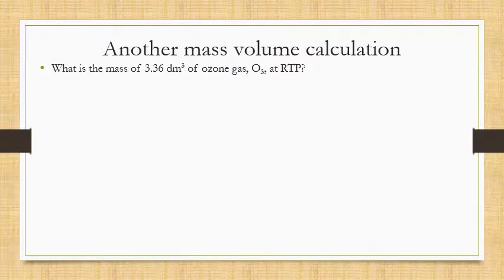So, what is the mass of 3.36 decimeters cubed of ozone gas, O3, at room temperature and pressure? So pausing the video now, see if you can work it out for yourself.